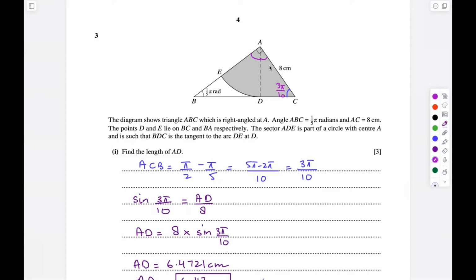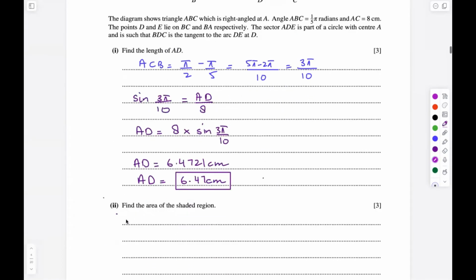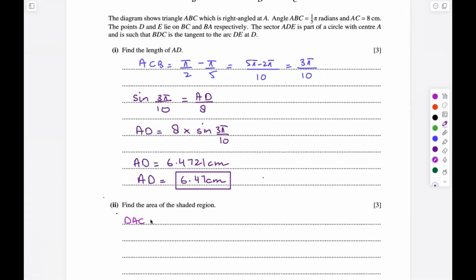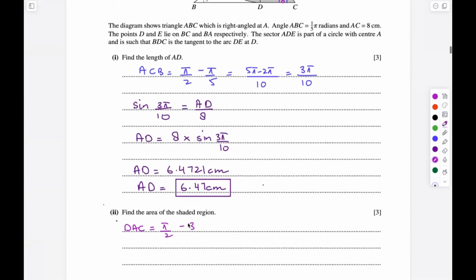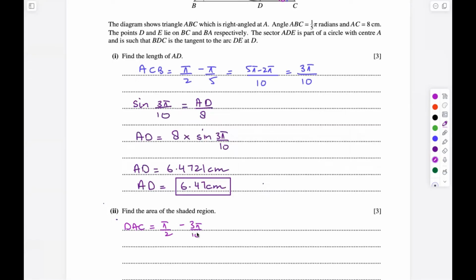As this angle was 3 pi upon 10 in the previous part, first we can find this angle. So to find angle DAC in the first step, angle DAC will be equal to pi upon 2 minus 3 pi upon 10. Taking the LCM, that will become 5 pi minus 3 pi upon 10. So that will be equal to 2 pi upon 10 or pi upon 5.